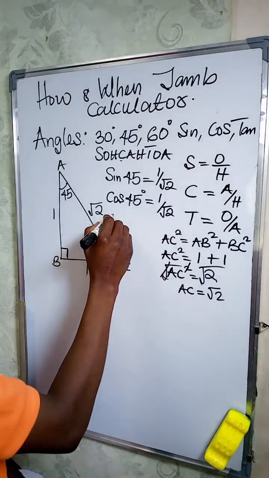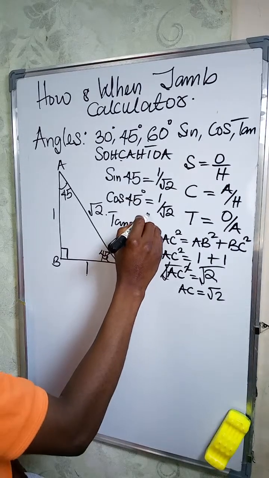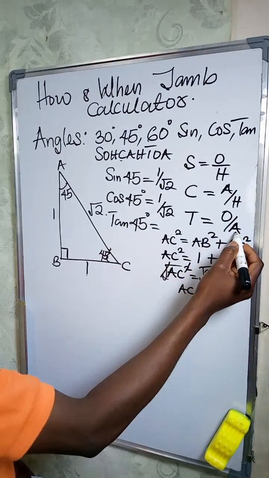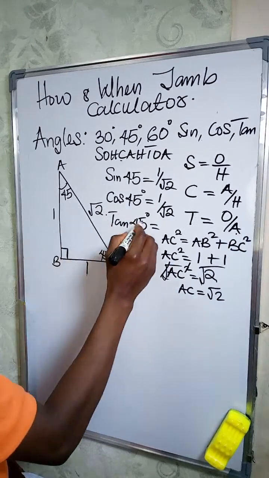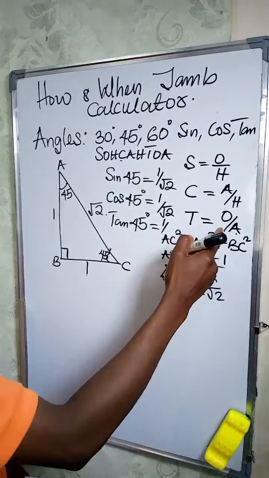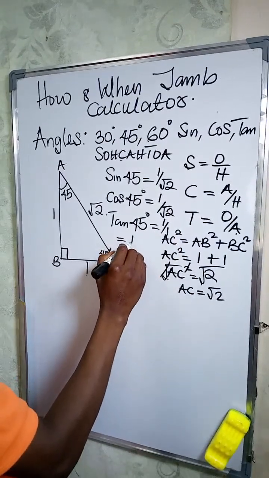Now let's see tan 45. If they say find tan 45, it is opposite over adjacent. Where is the opposite? This is the opposite, 1, and the adjacent is here, 1. So that means tan 45 is just 1.